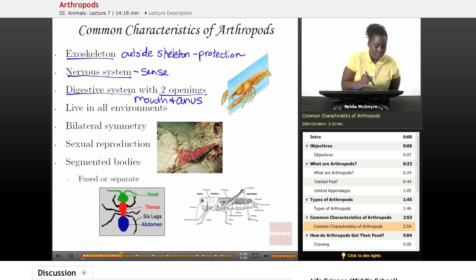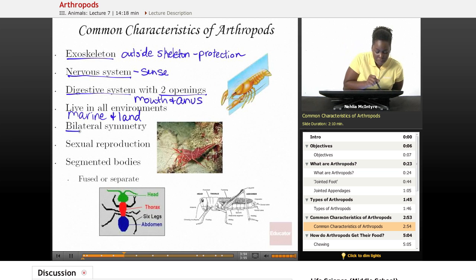Arthropods can live in very diverse, different types of environments. They can live in marine environments, and they can live on land. Certain ones live on land only. Some can live in both.